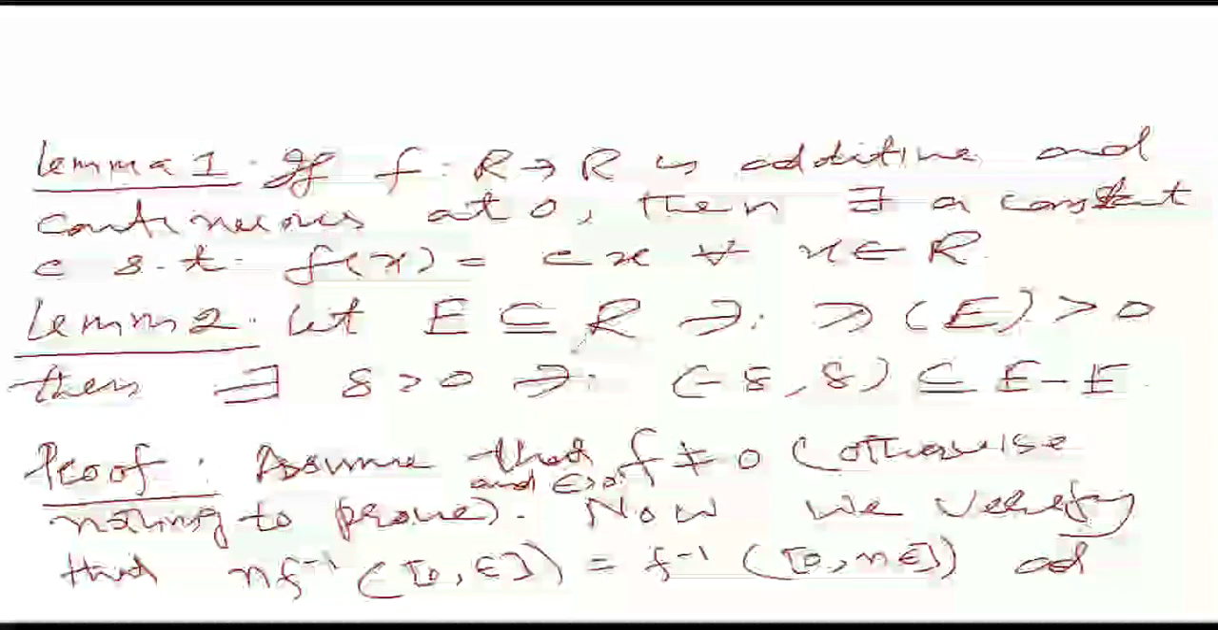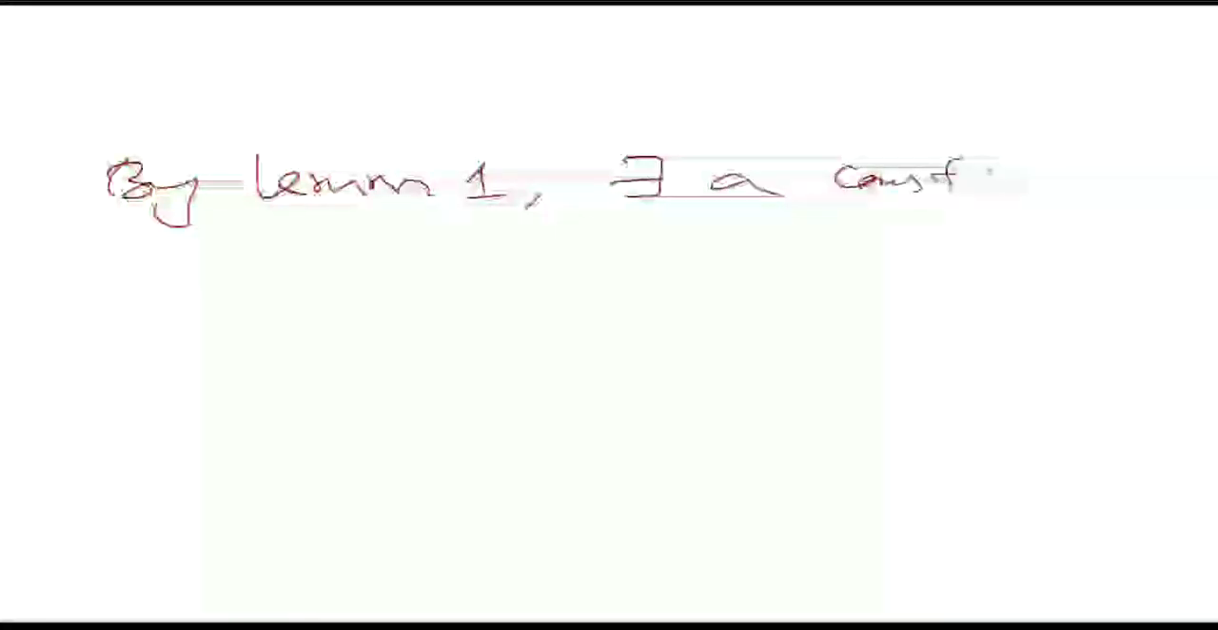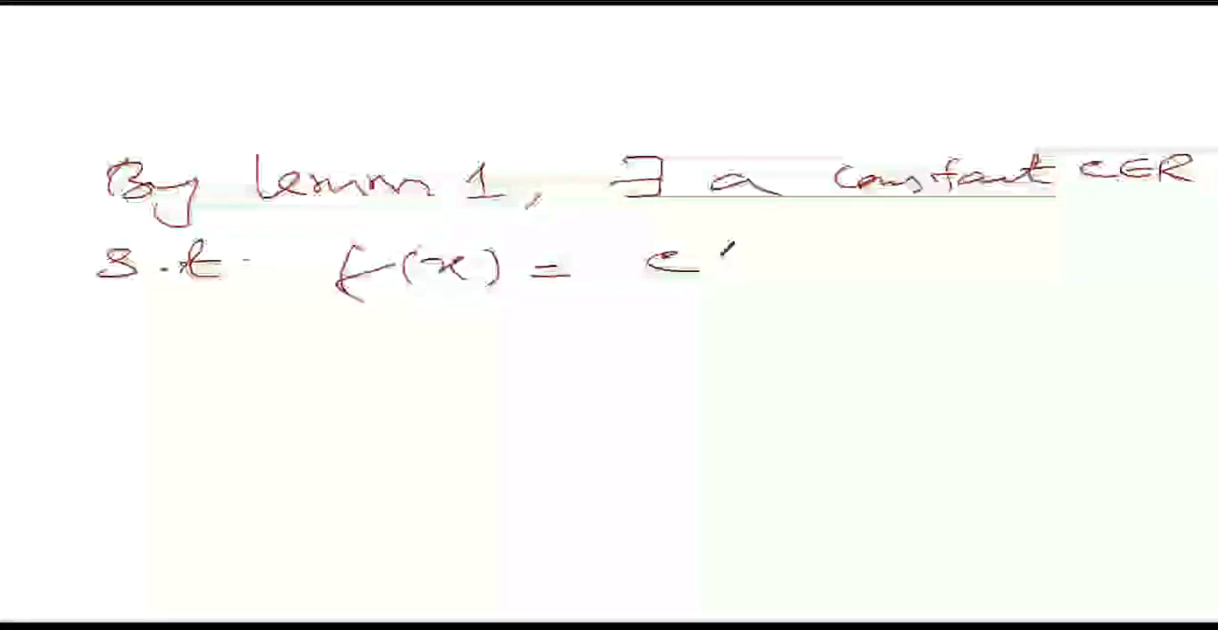Whenever f is continuous at 0, so by lemma 1, whenever f is additive and continuous at 0, then we can find a constant c such that by lemma 1, there exists a constant c belongs to R such that f(x) is equal to c times x for all x belongs to R. So this proves the theorem completely.